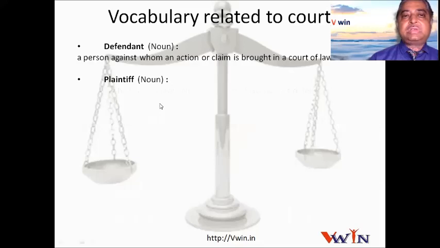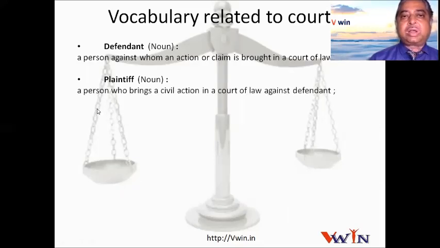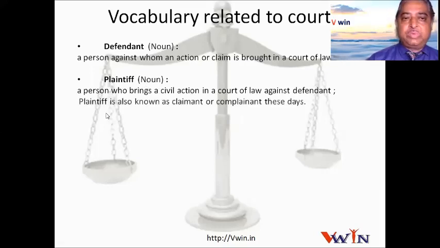Plaintiff. Plaintiff is basically a complainant or a claimant or a person who brings a civil action in a court of law against a defendant. So if I take the previous example again, he prosecuted the builder for not handing over the flat in time. So in this case, the builder is the defendant and the plaintiff or complainant or claimant is he, because he initiated this case. So plaintiff, complainant, or claimant. Any of them can be used for the person who initiates the case.